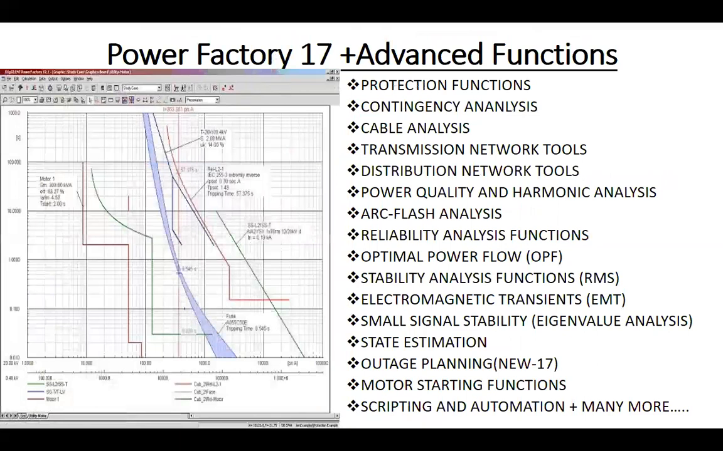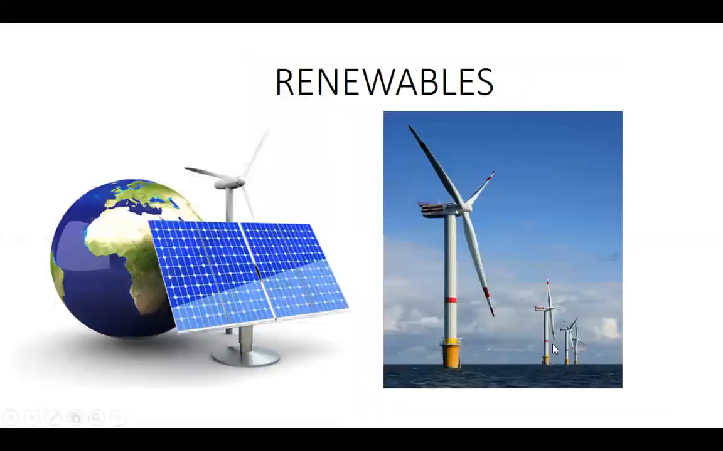for research purposes. These include protection functions, contingency analysis, cable analysis, transmission network tools, distribution network tools, power quality and harmonic analysis, arc flash analysis, reliability analysis functions, optimal power flow, stability analysis functions, RMS that is dynamic, electromagnetic transients, small signal stability eigenvalues, state estimation, outage planning, motor starting functions, scripting and automation, and a lot more.